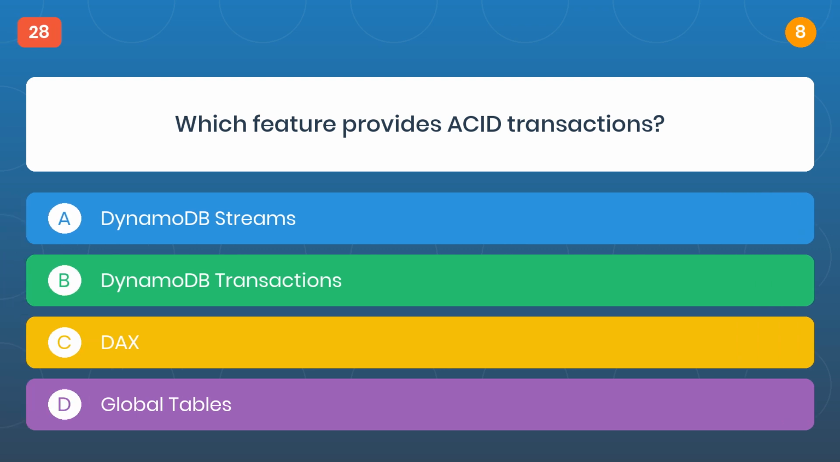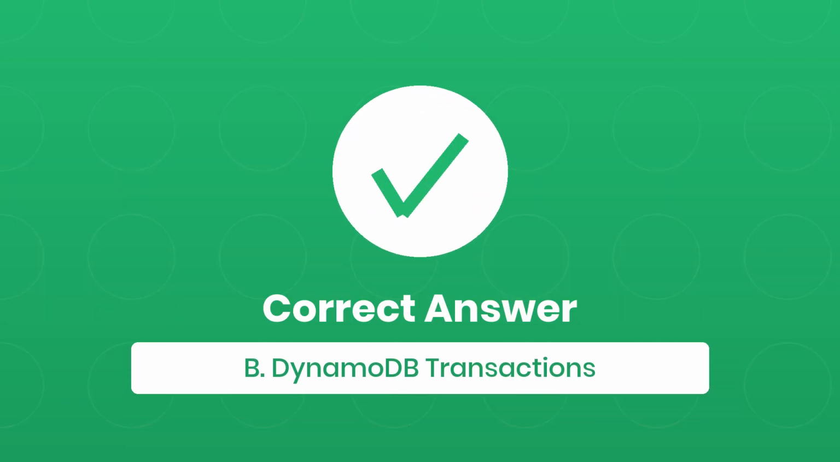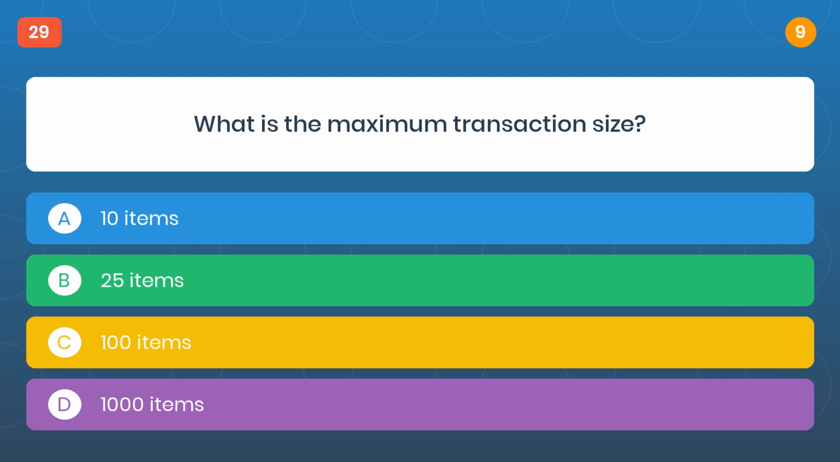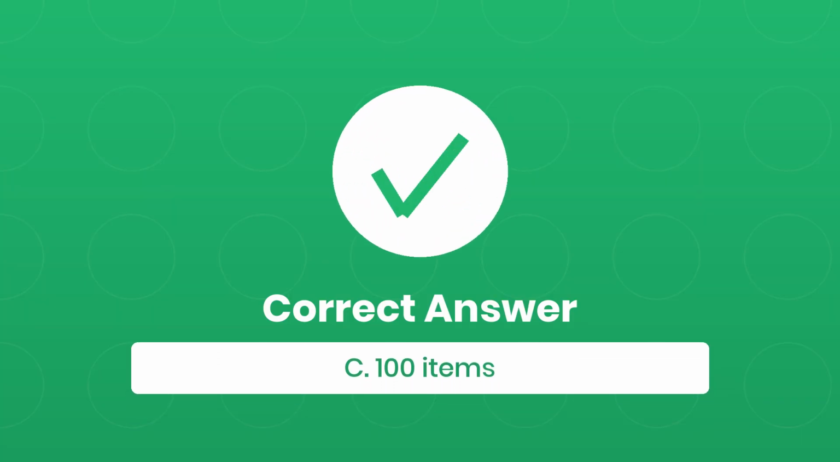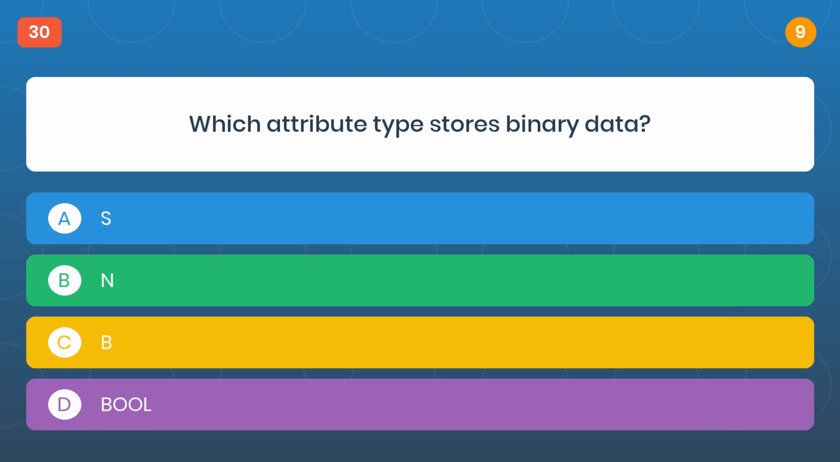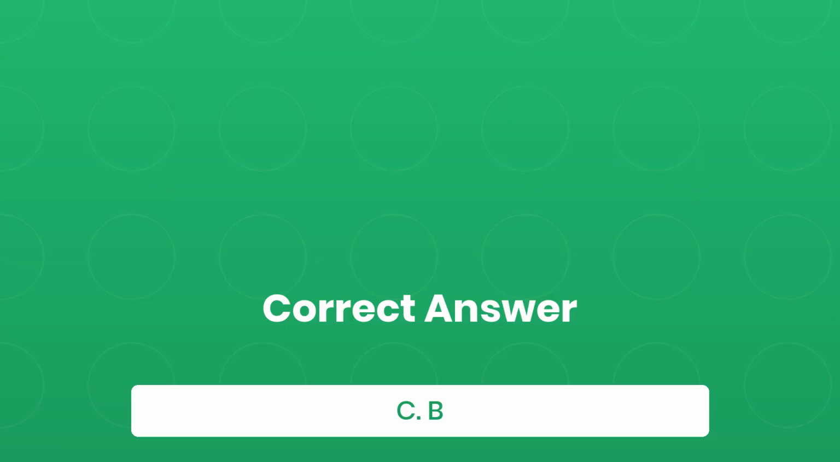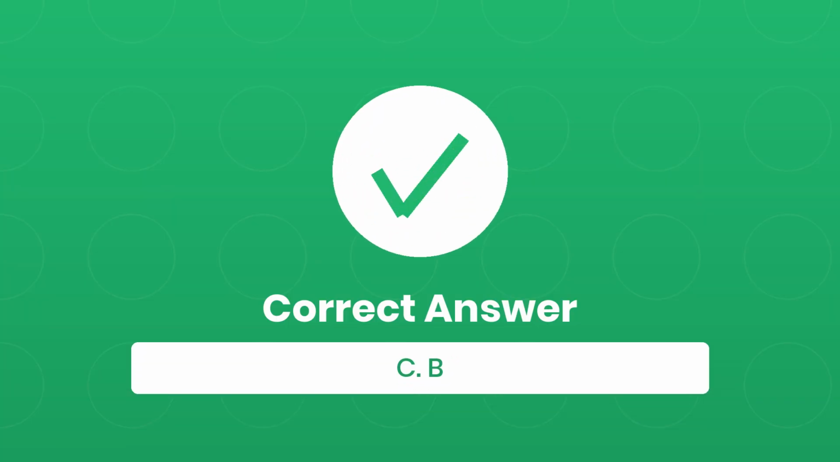Question 28. Which feature provides ACID transactions? The correct answer is B, DynamoDB transactions. Question 29. What is the maximum transaction size? The correct answer is C, 100 items. Question 30. Which attribute type stores binary data? The correct answer is C, B.